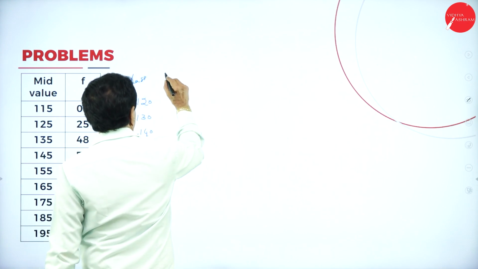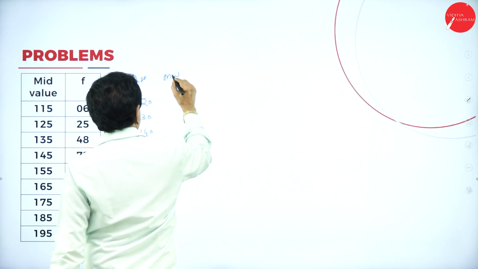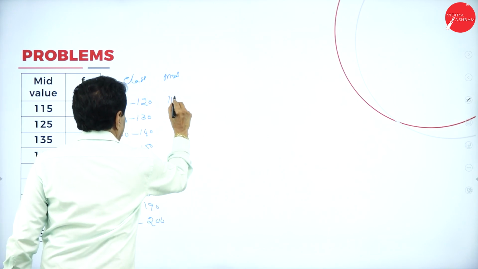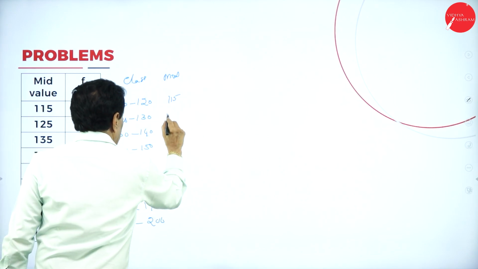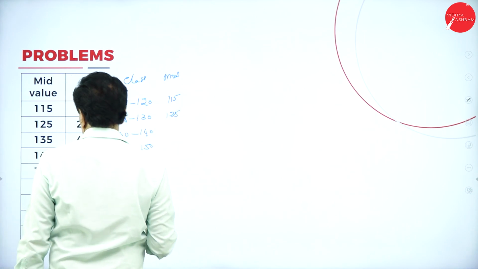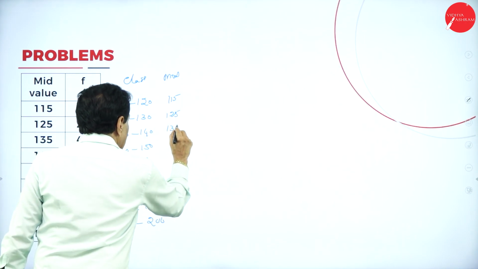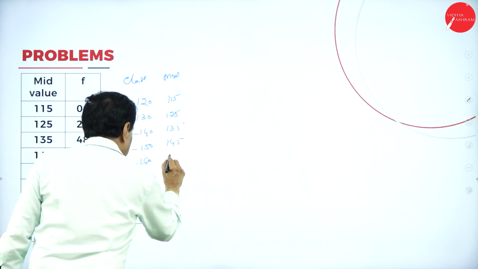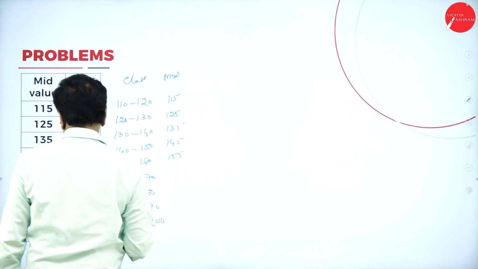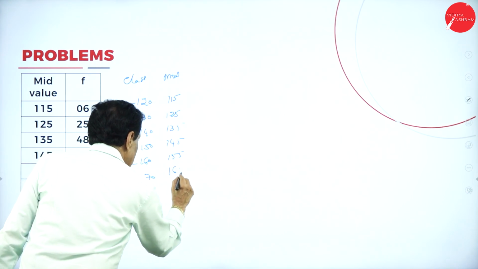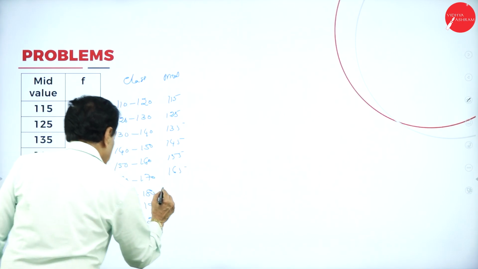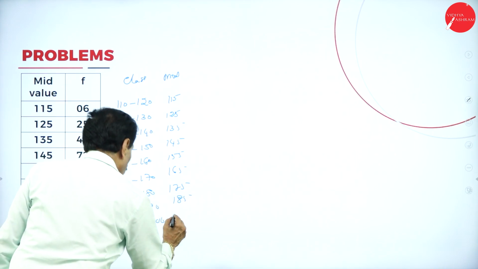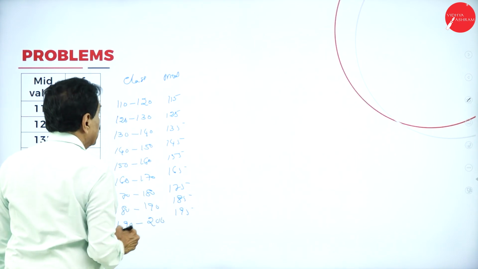Find out the mid value. Whatever is given is your mid value. This is 115, 125, 135, 145, 155, 165, 175, 185, 195. What is the next step?